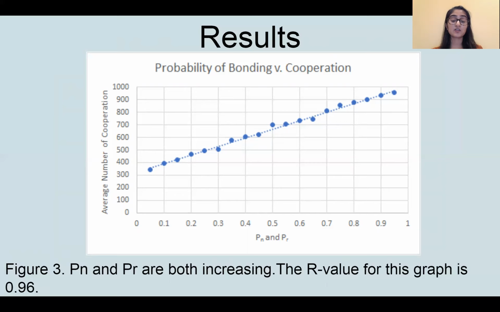The x-axis shows Pn and Pr as they are both increasing. The y-axis is the average number of cooperation in the trials. The graph has a positive correlation that is very close to 1.